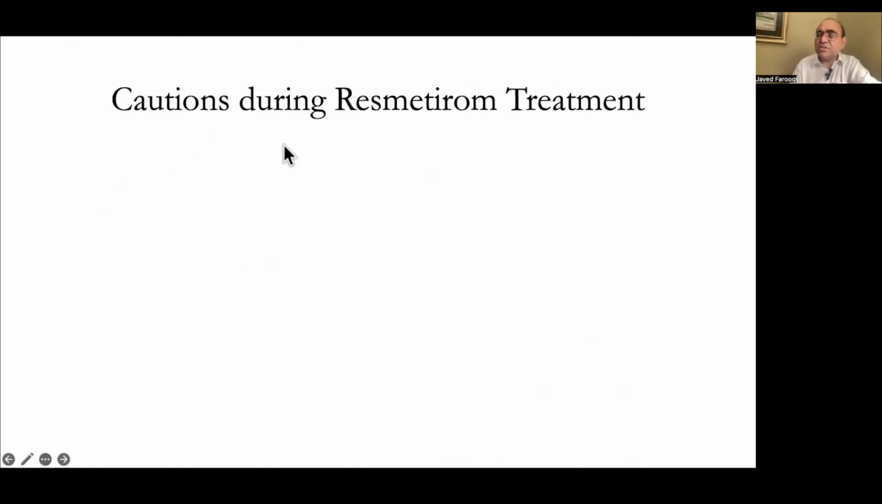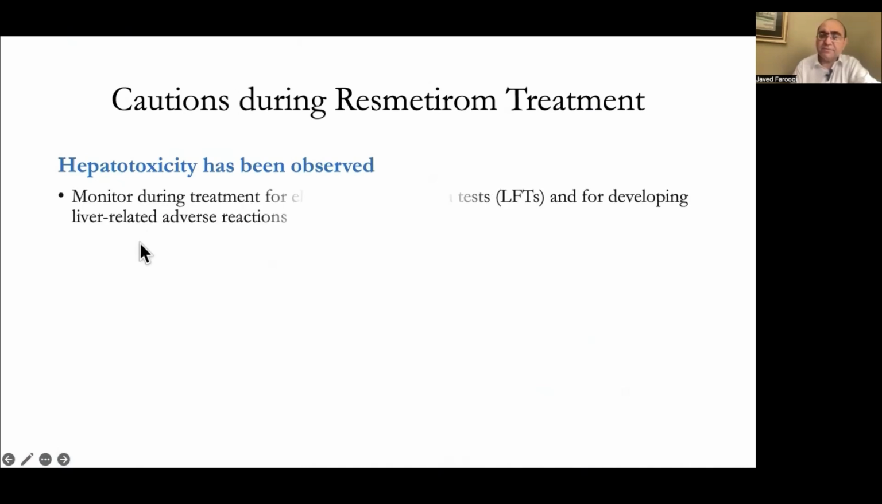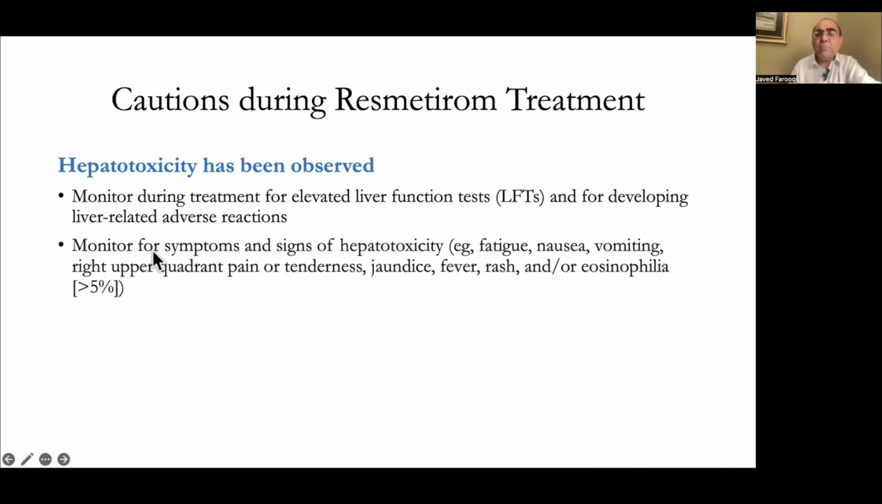What should be the cautions during resmetirom treatment? Hepatotoxicity has been observed. Monitor patients during treatment for elevated liver function tests and for developing liver-related adverse reactions. Monitor for symptoms and signs of hepatotoxicity, that is fatigue, nausea, vomiting, right upper quadrant pain or tenderness, jaundice, fever, rash, and/or eosinophilia more than 5%.